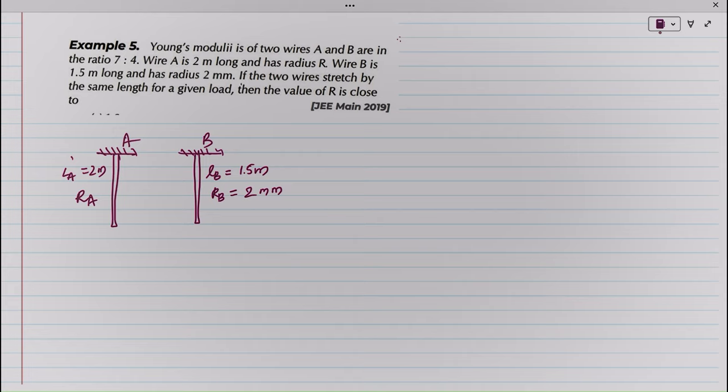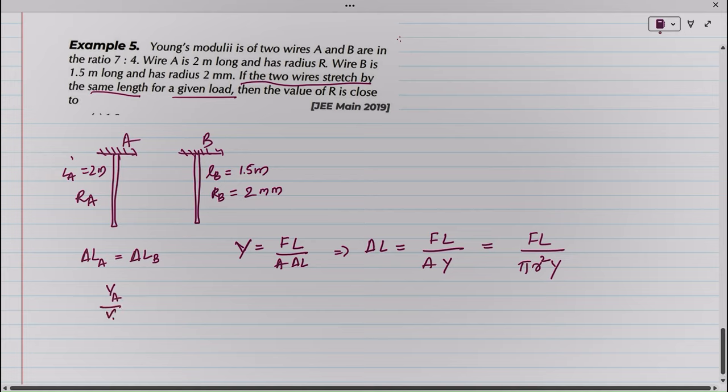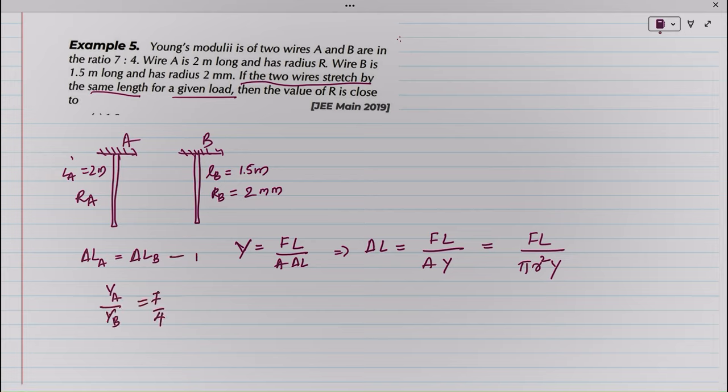Also given that the two wires stretch by the same length for a given load, that is delta LA is equal to delta LB. From the equation of Young's modulus, Y is equal to F by A into L by delta L, and from this delta L is equal to F L by A Y. Here it is a circular cross section, so the area is pi r square. This is a general equation, and we calculate separately. We have YA by YB equal to 7 by 4. This is equation number 1.